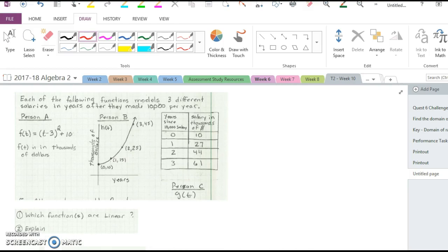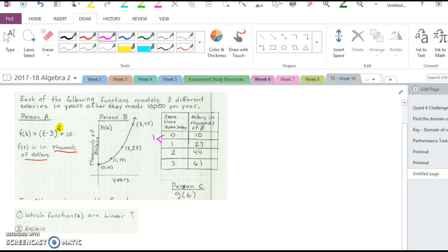You've been told that these three functions represent salary in tens of thousands of dollars, so that's important. And you've asked which ones are linear. As I look at the first one, f, I can see a power of 2, so that's a quadratic function. I can look at this one, and I can see that it's not a line. It looks more exponential.